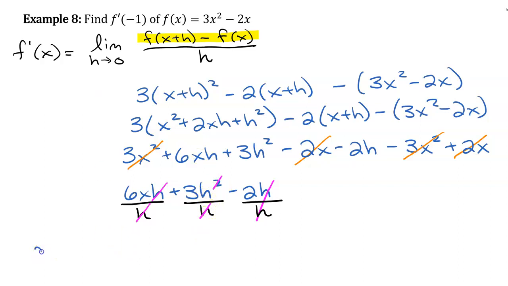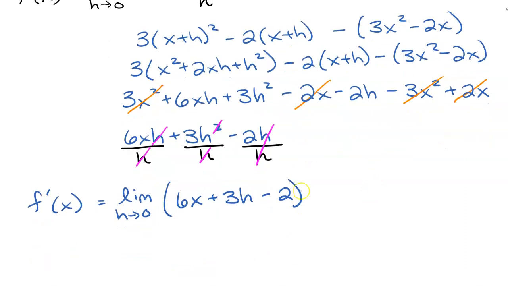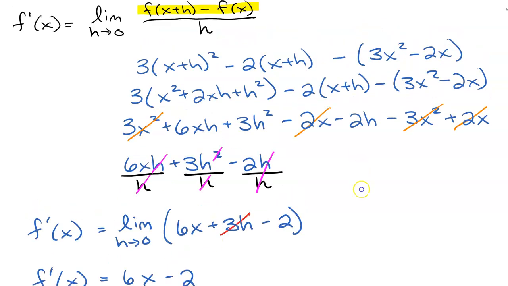So the derivative f prime of x would be the limit as h approaches 0 of 6x plus 3h minus 2, which is, h approaches 0, so that'll go away, and our derivative would just be 6x minus 2. Now that's not what they ask us for, but it is the first step to get there.